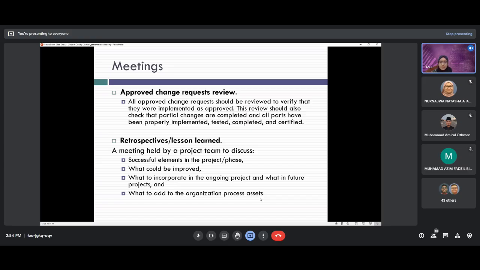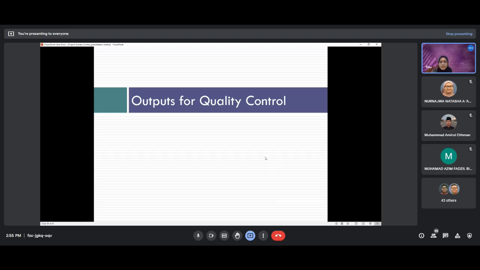You also can conduct a meeting with your project team to review anything that has been changed that you want to implement in the quality control process. And maybe you want to conduct a meeting and discuss the successful elements in the project, how you can improve, and what can be incorporated in the ongoing or future project, and what to add in the organization process assets. Okay, so those are other tools that are typically used in quality control.